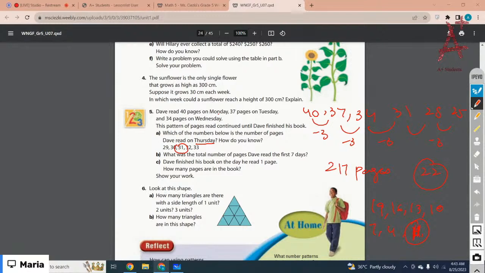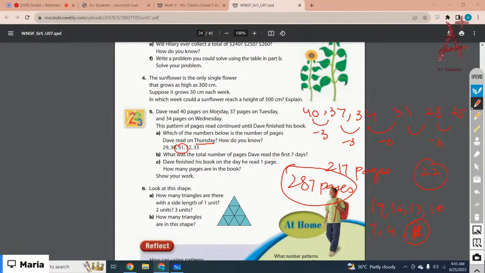Okay, just add 217 plus 19 plus 16 plus 13 plus 10 plus 7 plus 4 plus 1. That means the total number of pages in the book is 287 pages. Got it? Yes, we have to add all these pages to calculate the total number of pages in the book. So when you add them, the total number of pages in the book is 287, right?